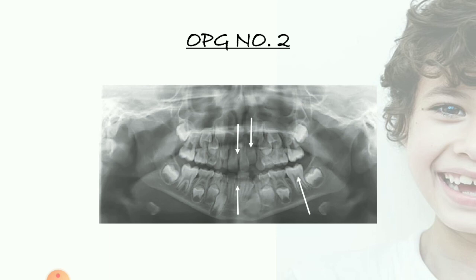And we can see that the maxillary lateral incisor is very close to erupting into the oral cavity. As we know, the age of eruption of the maxillary lateral incisor is around 8 years. So the age of the patient might be around 8 years, as the lateral incisor is very close to erupting into the oral cavity.